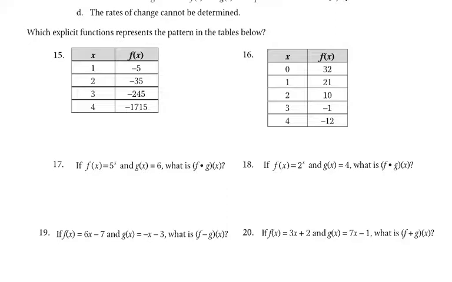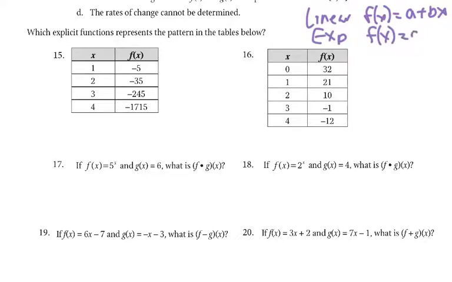Woohoo! Which explicit functions represent the pattern in the table below? All we're doing explicit for linear, remember, is f of x equals our y-intercept, a, plus our slope, b, times x. Exponential is f of x equals our y-intercept, a, times our growth, b, to the x.